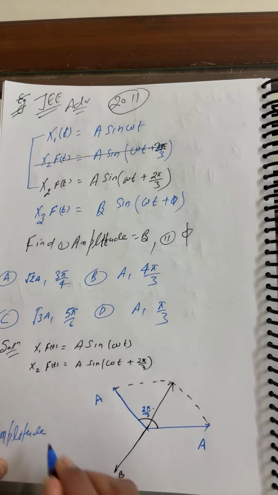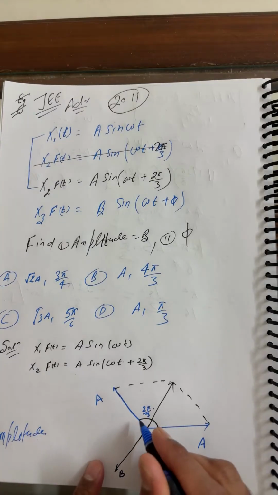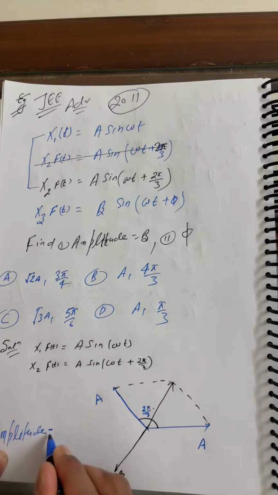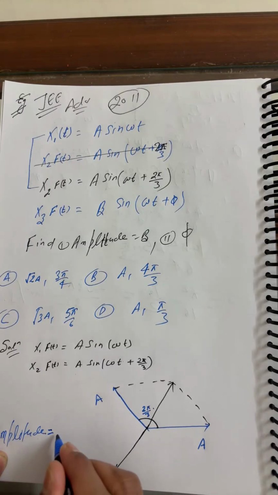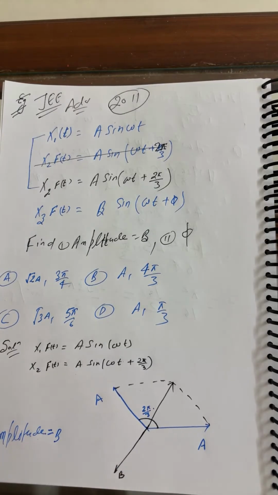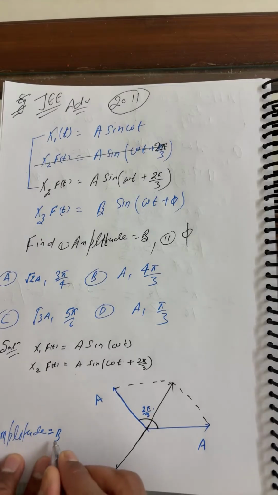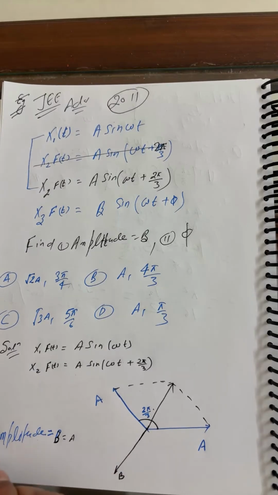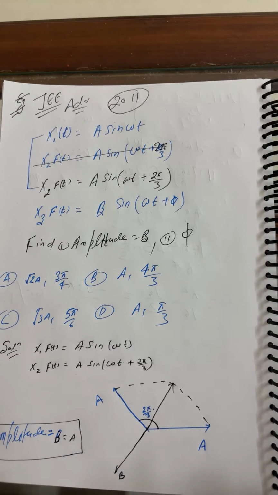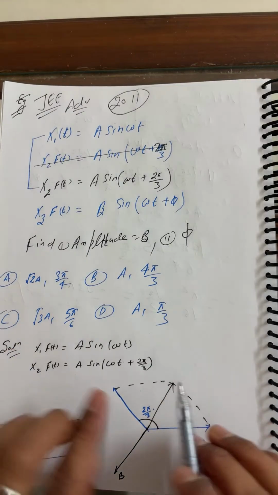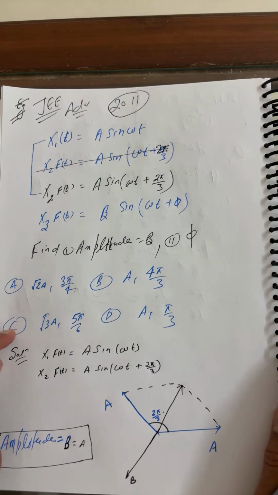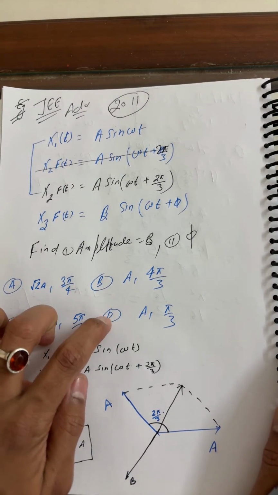So amplitude: a particle at rest is what? Completely at rest. So you can write the amplitude of this is B. It's nothing else. This is the amplitude of B, which is equal to A. Have a look at the options first. So I can say A and C are not possible at all. Either B is correct or D is correct.